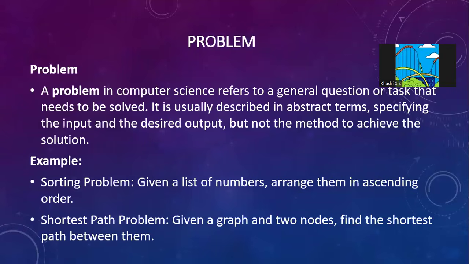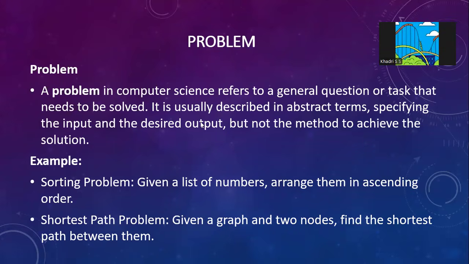So what exactly is a problem? A problem in computer science refers to a general question or a task that needs to be solved. It is usually described in abstract terms, specifying the input and the desired output, but not the method to achieve the solution. It describes things in abstract terms. It specifies the input and the desired output, but it won't give any kind of method to achieve the solution, right? That is what exactly we need to say is a problem.